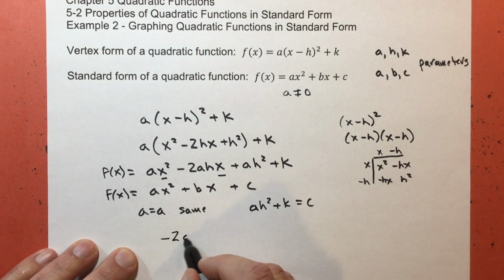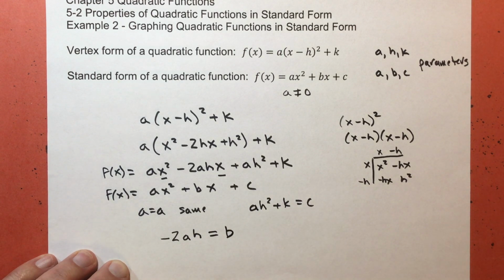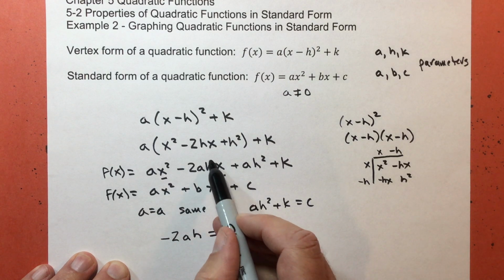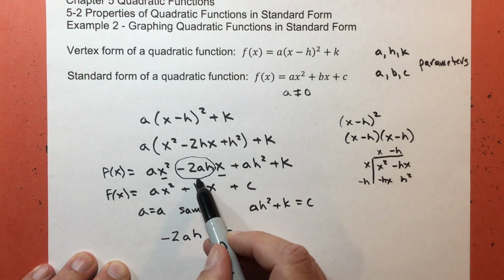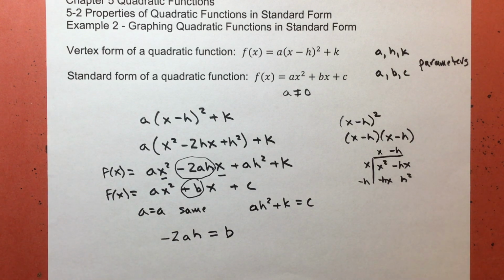Negative 2a times h equals b. So in other words, this part right here equals that. They're both being multiplied by x. And as always, pause and look at it. Take your time. Why is that important? Why?